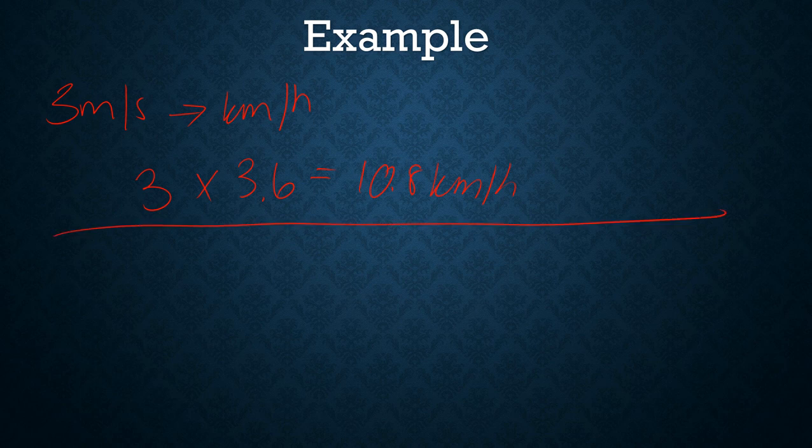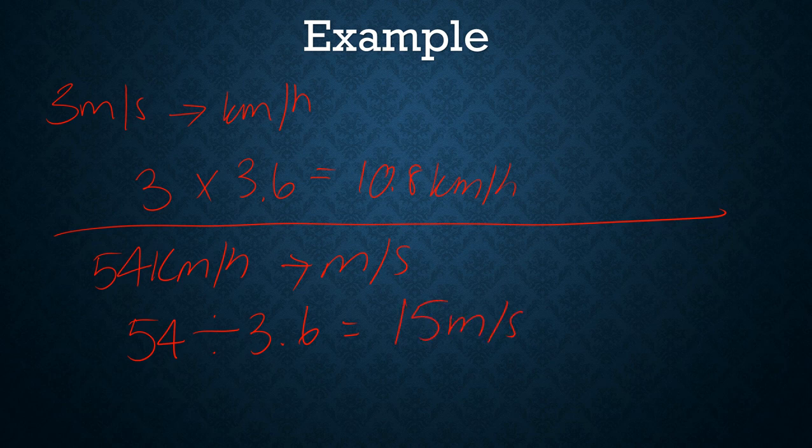The opposite, if we want to go from kilometres per hour to metres per second, let's say we're going 54 kilometres per hour, we want to go to metres per second, then we do 54 divided by 3.6, which comes out to be roughly 15 metres per second.